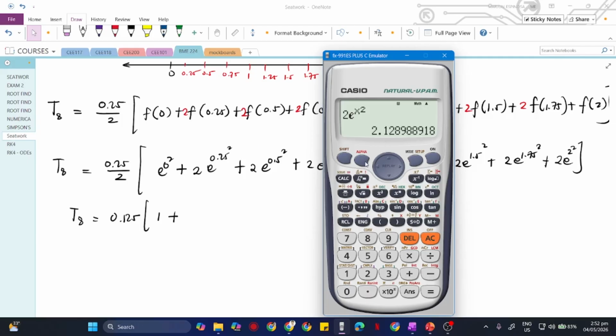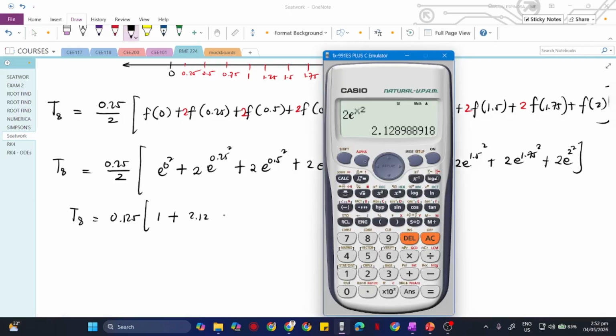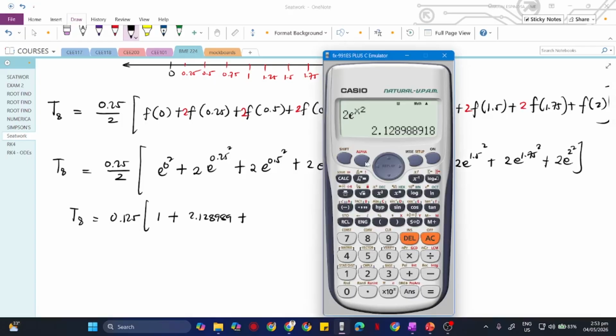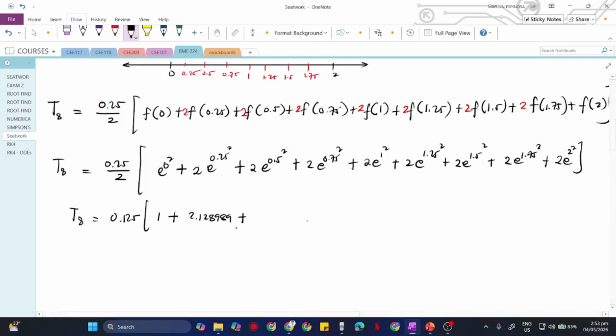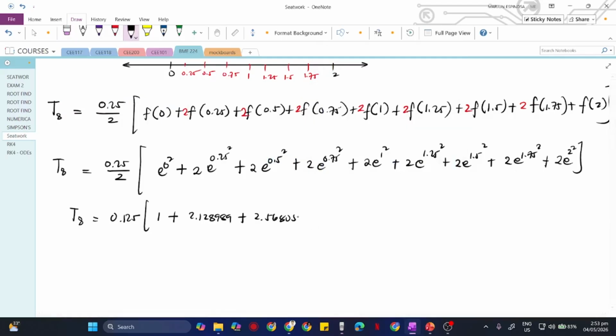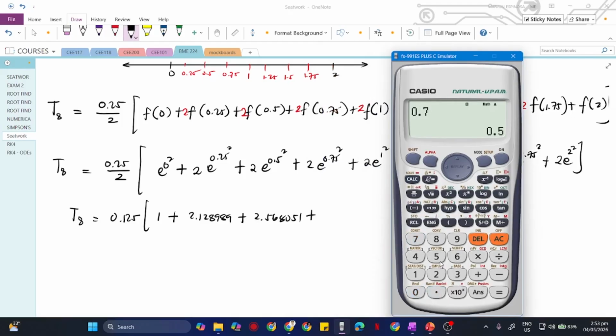Okay, 2.128989 plus, okay, let's calc again, 0.5, which gives 2.568050. It could be 8050 or 8051. Okay, plus, let's calc again, 0.75.